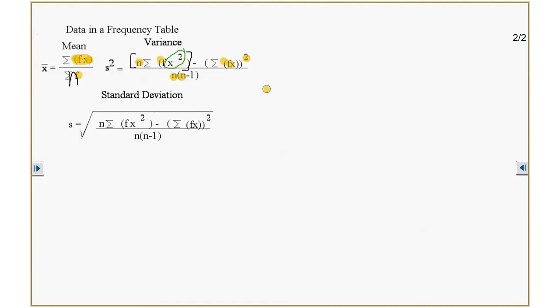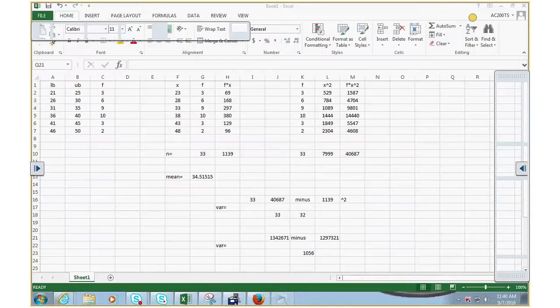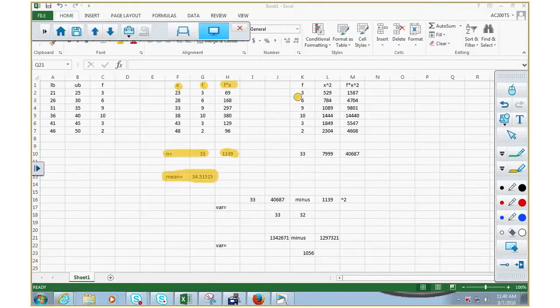All right? So we look over here, and here's f, and here's x squared. So do a column and square your x's. And that'll be a new column. And then multiply those together with your calculator.